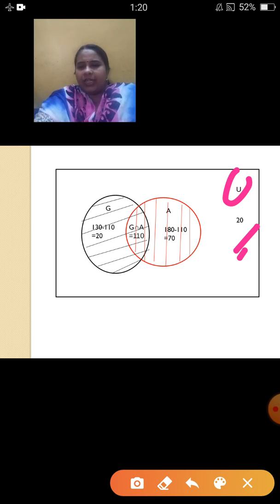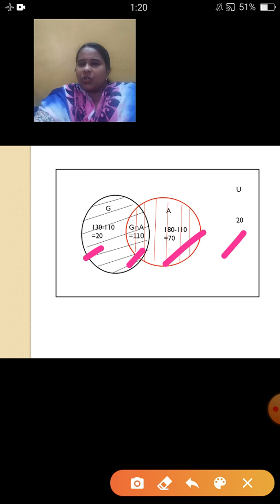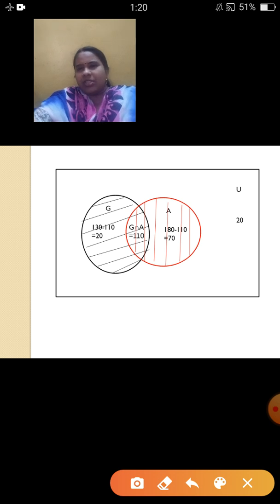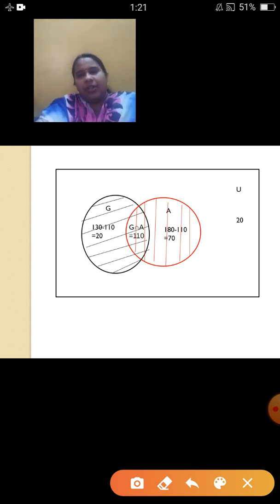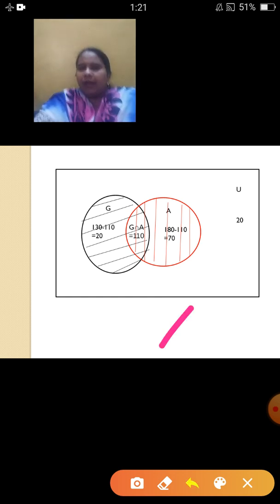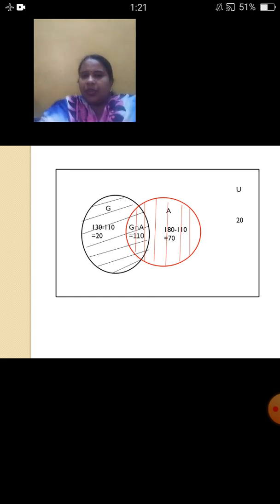Now let's add all this. 20 plus 110. How much? 130. 130 plus 70. So we get it as 200. And this 20 which were outside. So that comes to 220. So when I add all this, I get the total number of students, that is 220. So this is the way, part by part, you have to solve this. Okay? And if required, you don't understand by formula method, you can even draw this Venn diagram and make the concept clear.